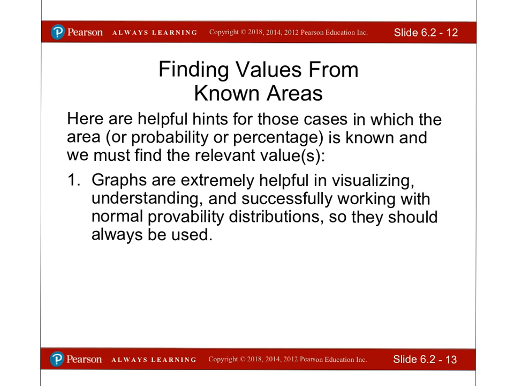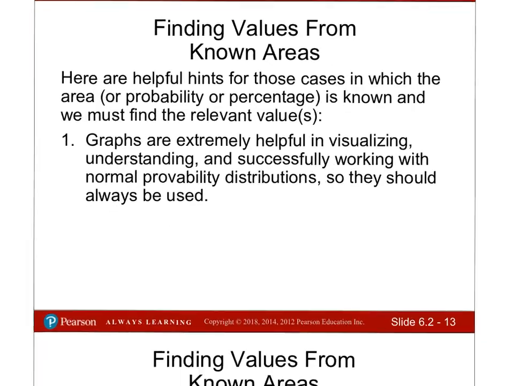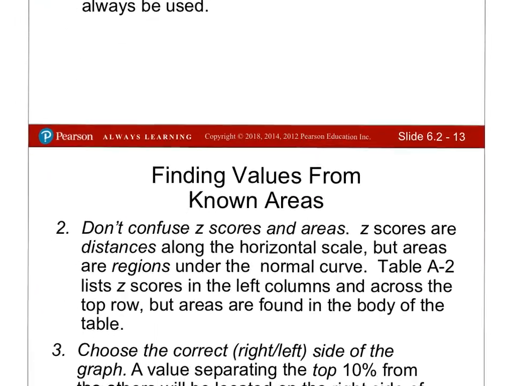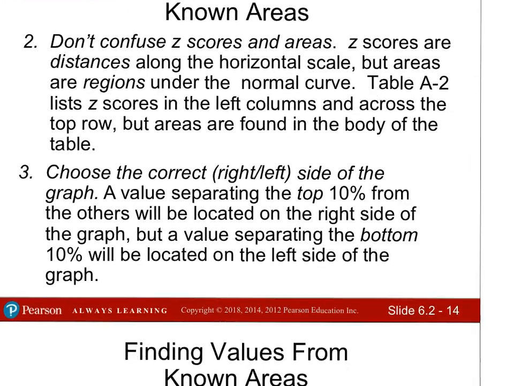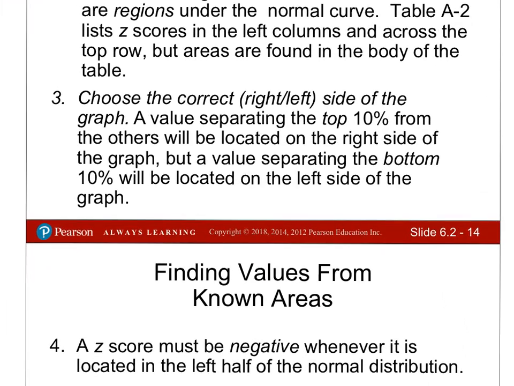All right. Okay, let's look at another way that this sometimes happens. We definitely want to use our graphs, with the boundaries and the shading, so that we know where things are. We've talked about these things. Don't confuse z-scores with areas. Z-scores are the distances. They're on the horizontal axis. The areas are the areas under the normal curve. The z-scores are on the outside of table 2. The areas are on the inside. And then make sure you're finding the correct area you want. And that's why we shade these things.